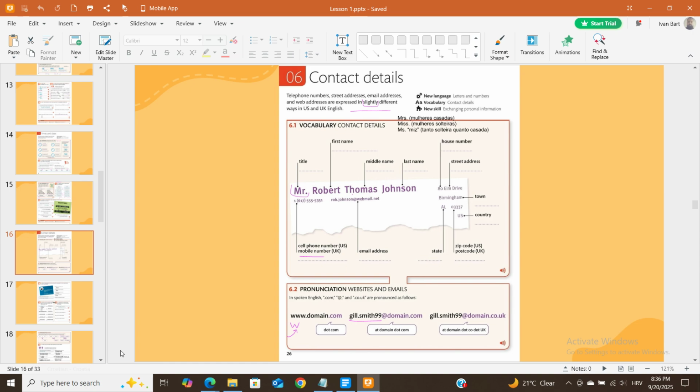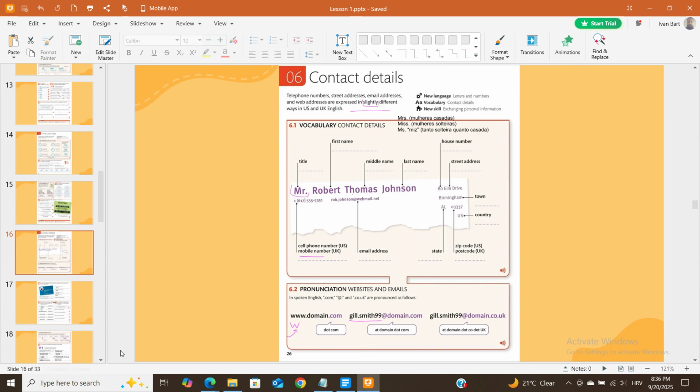New skill: exchanging personal information. Mrs. (married women). Miss (single women). Ms. (either single or married). House number. Title. Middle name. Last name. Street address. Mr. Robert Thomas Johnson.